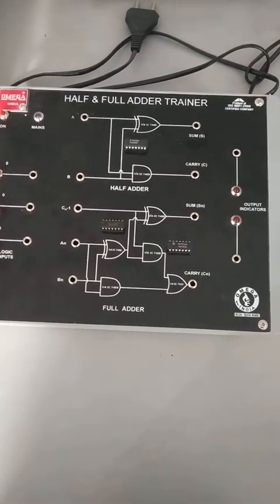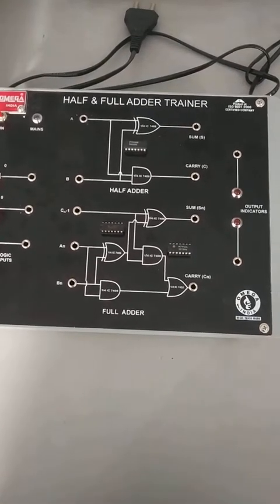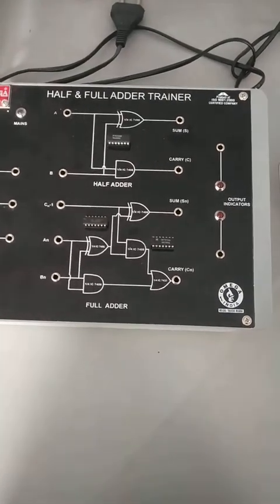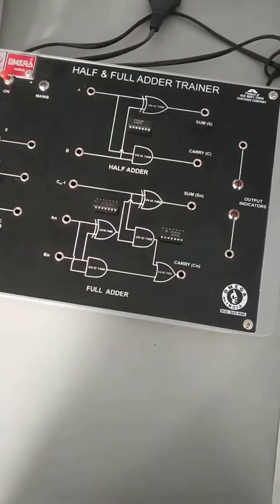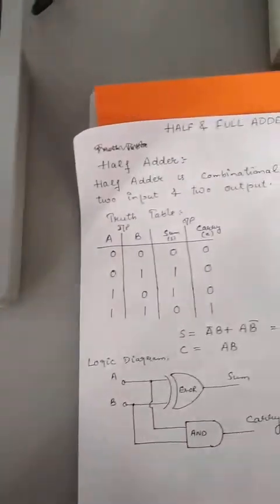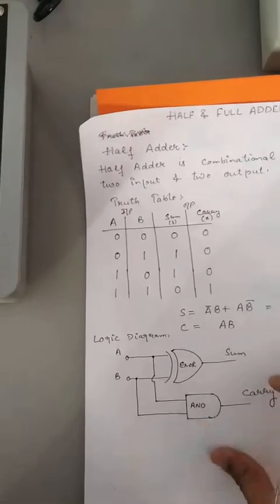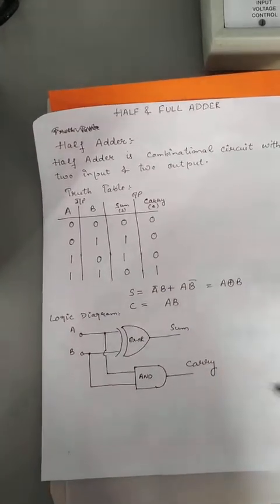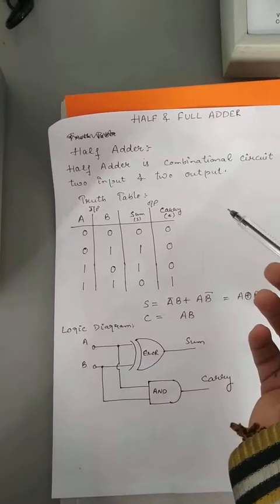Oh, very good morning. Today we will study the half and full adder experiment. Before proceeding to the experiment, I will give an overview of the half and full adder. First, you have studied that a half adder is basically a combinational circuit with two inputs and two outputs.